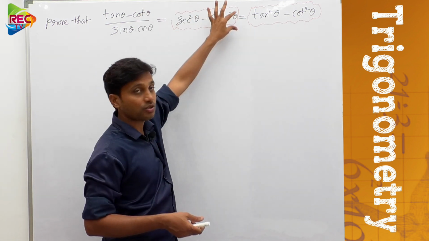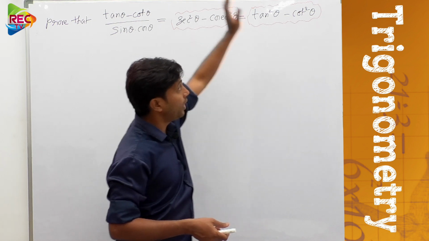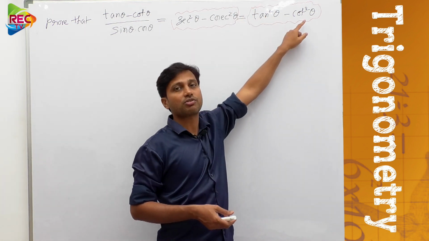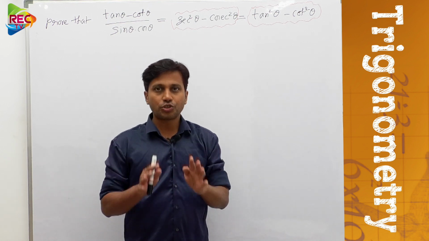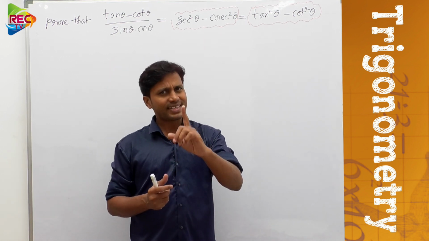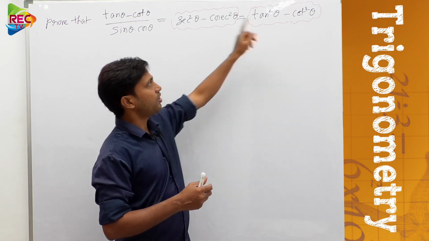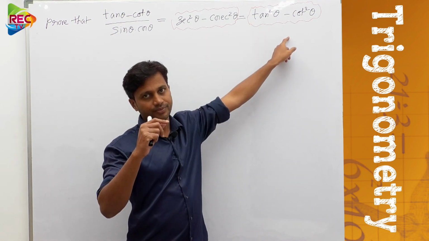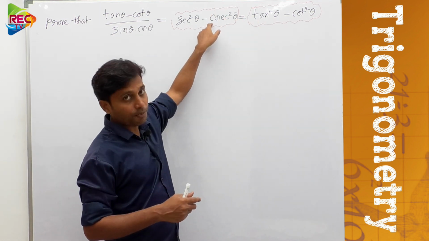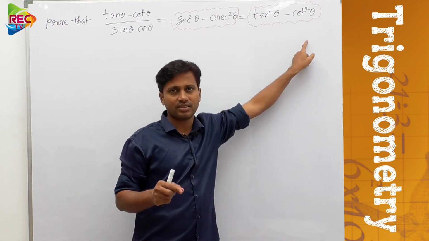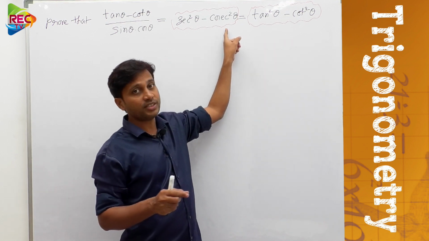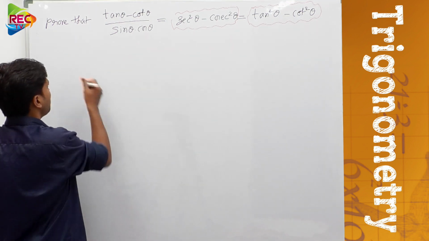We need to show that this is equal to secant square theta minus cosecant square theta, or else we need to show another result, that tan square theta minus cot square theta. So don't panic when you are asked to show two results. First get any one of them, either this or this, it's your choice. First get this, then by doing small changes in this answer we get this. Understood? First focus upon this. Anyways, we take the LHS part.